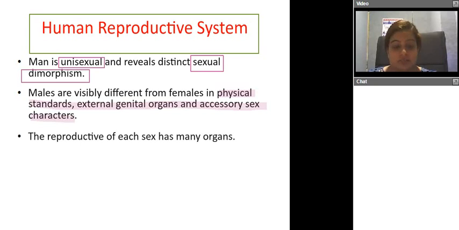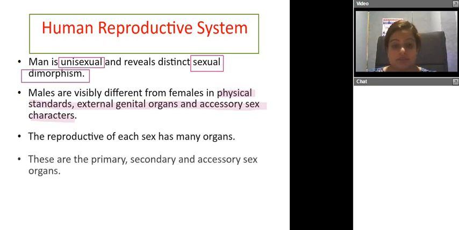Each of these sexes has many reproductive organs. These form the reproductive organs. They include the primary, secondary, and the accessory sexual reproductive organs. So we have the male primary, male secondary, and male accessory sex organs, as well as the female primary, female secondary, and female accessory sex organs.